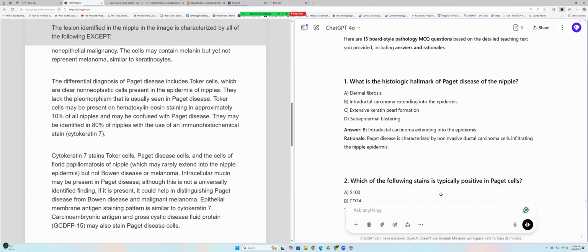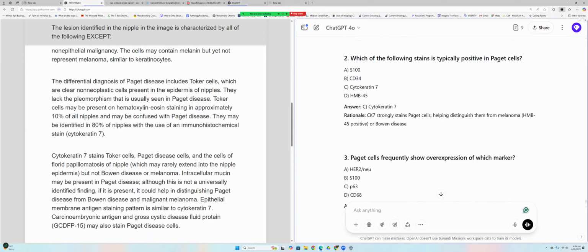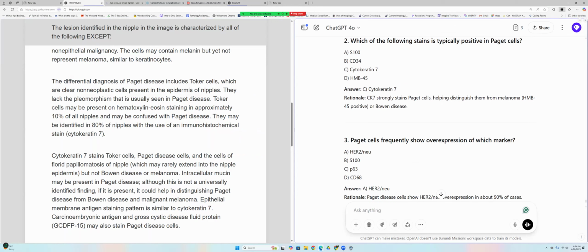What is the histologic hallmark of Paget disease of the nipple? We talked about that. Which marker is typically positive in Paget disease? CK7. Yes, it strongly stains. It helps distinguish melanoma from Paget disease or Bowen disease. So CK7 distinguishes them from melanoma. HMB45 is positive in melanoma. Bowen disease is actually negative for CK7.